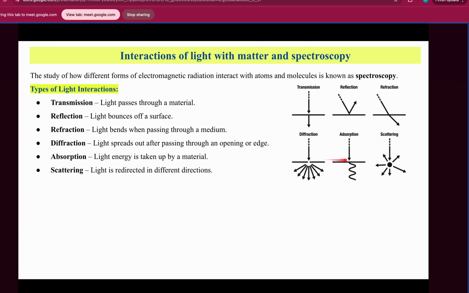Then comes absorption, in which the light hits a surface and gets absorbed by the material. Then the last interaction is scattering, in which the light is redirected in different directions. Light hits the surface and gets redirected into multiple directions, and it is unordered. So that is the difference between diffraction and scattering.